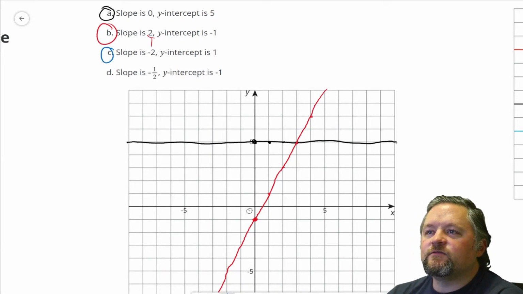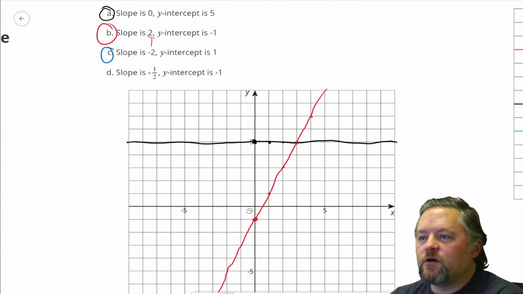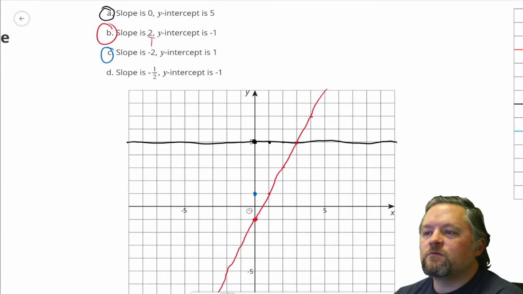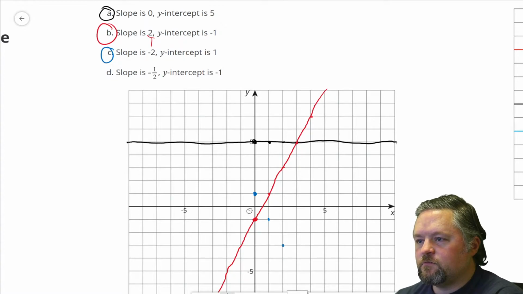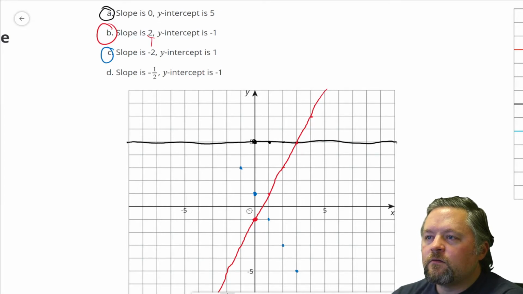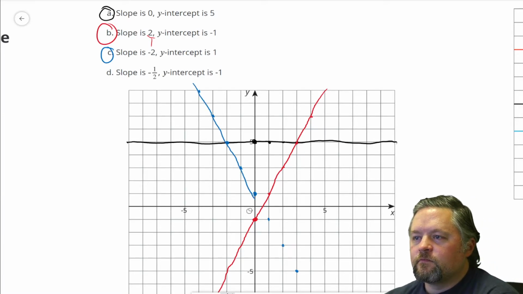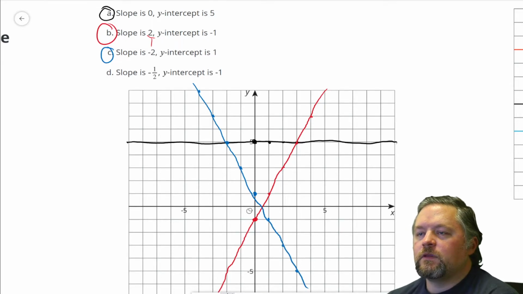Next, C, we have the slope is -2, and the y-intercept is +1. Y-intercept of +1, that's right there. The slope is -2, so -2/1. We go down 2 over 1, or up 2 over 1 if we're going the other direction. Perfect.